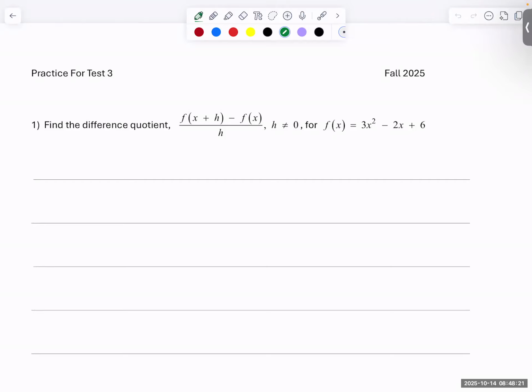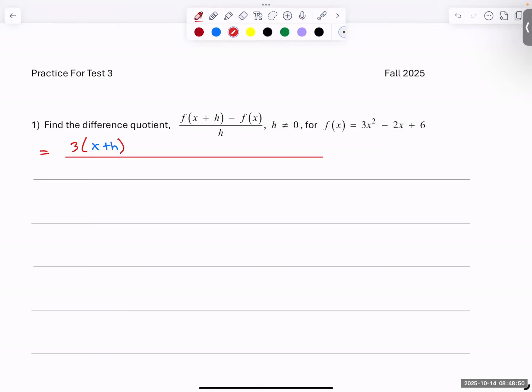Problem 1, find the difference quotient: f of x plus h, subtract f of x, divided by h. So f of x is a quadratic function, and the first term, f of x plus h, means to replace each x by x plus h.